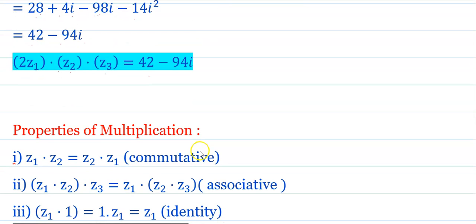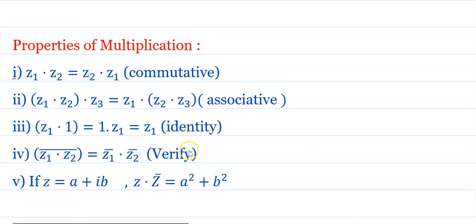Okay. Now what are the properties of multiplication? First, the commutative: Z1 into Z2 is equal to Z2 into Z1. Whether you take Z1 first or Z2 first, you are getting the same answer. Next, Z1 dot Z2 into Z3, you can get Z1 dot in bracket Z2 dot Z3. Multiply the multiplication of these two by Z3, or multiply the multiplication of these two by Z1, both have the same value. Therefore it holds associative with the multiplication.